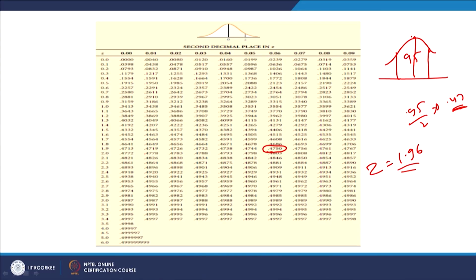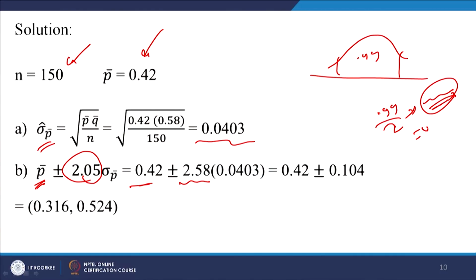Let us look at this 2.05. So, this 2.0 and this 5, right. So, 0.4792 is this, 0.4792, right. When you divide 0.99 by 2, you will get this, and this is the probability at Z value 2.05, right. So, this is your confidence interval. Let us look at one more example.